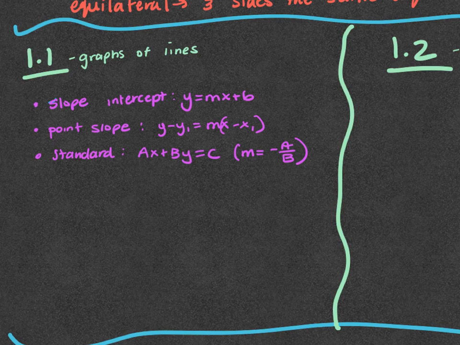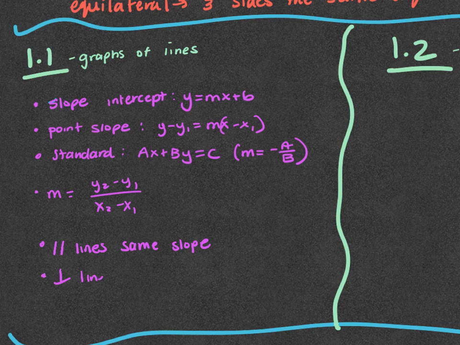You would want to be able to graph the line using the slope and the y-intercept. You would want to be able to find slope. So remember slope, (y2 minus y1) over (x2 minus x1). And you would want to be able to, what am I missing? Oh, parallel and perpendicular. Parallel lines, same slope. Perpendicular lines, opposite reciprocal.